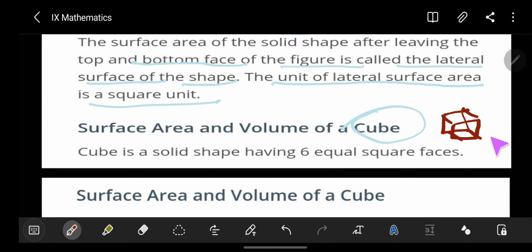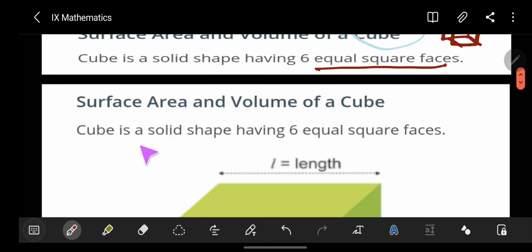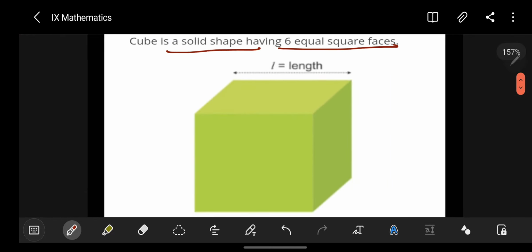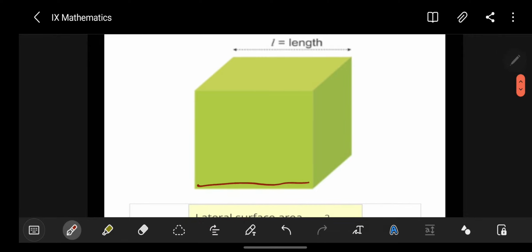When we talk about cubes, it is made up of squares, so it has equal square faces, a total of 6 equal square faces. That is the total surface area. When you leave the top as well as the bottom, that becomes the lateral surface area of the cube. If you look at the diagram here, this is the edge, this is another edge, and the height is also an edge. So everywhere the edges are equal.